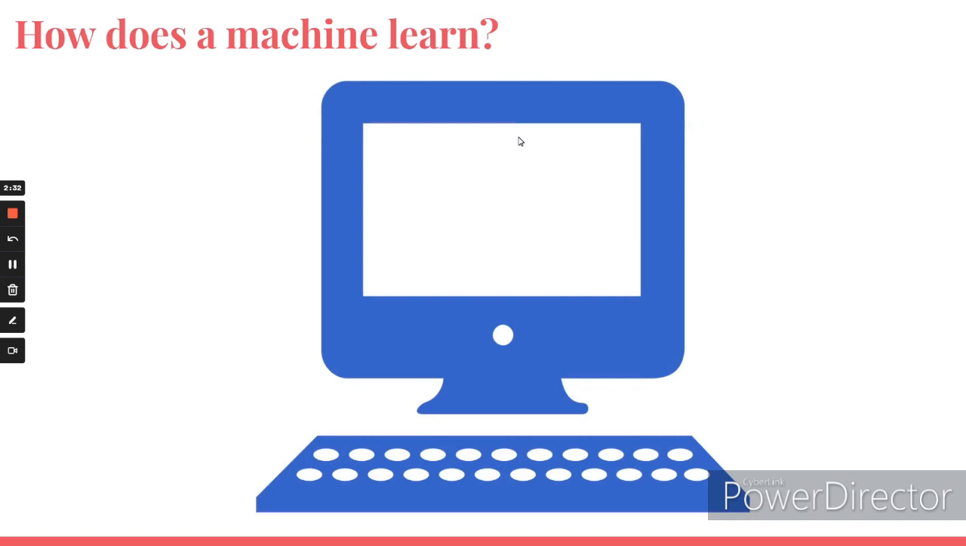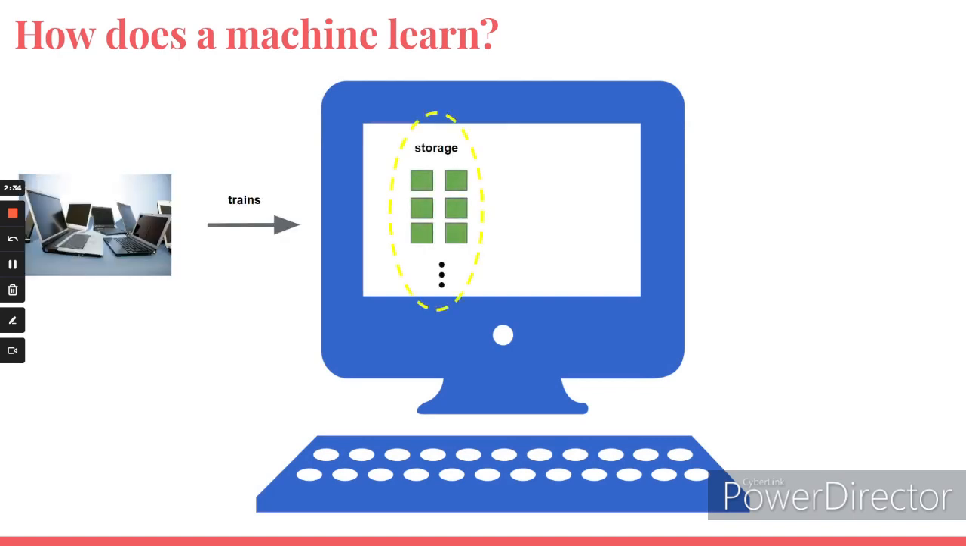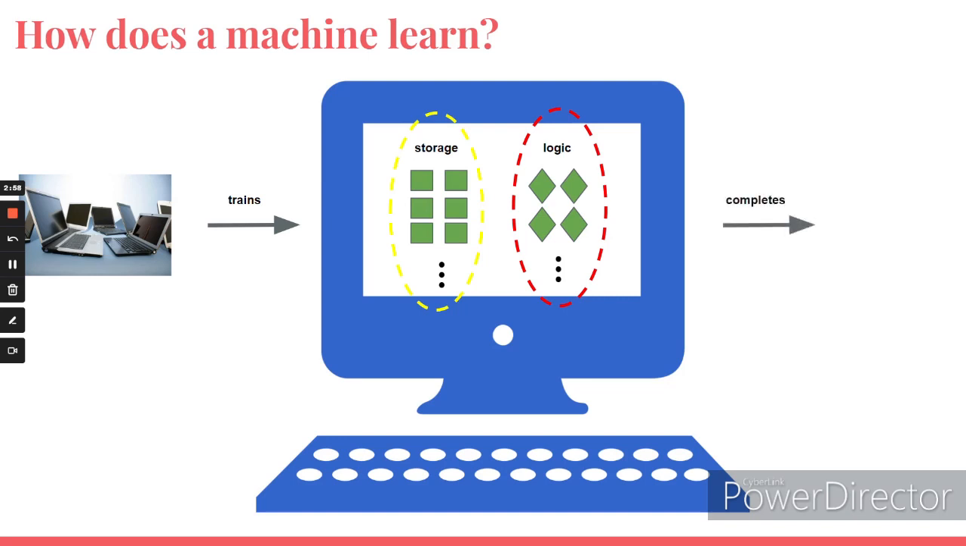Now let's see how the machine learns. When you train a machine with thousands and thousands of laptop images, it stores the trained data in the memory. And it starts to build a logic on laptop identification. The logic will also build on an incremental basis. So this logic is called a model. The model is the brain of the machine, and it stores artificial intelligence. It gives artificial intelligence to the machine.